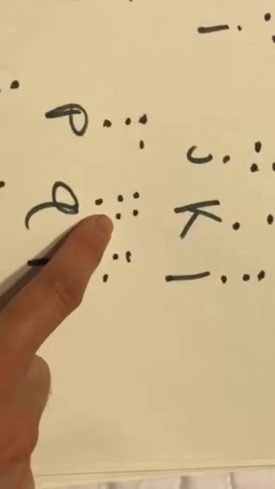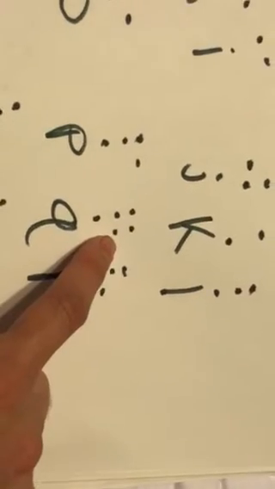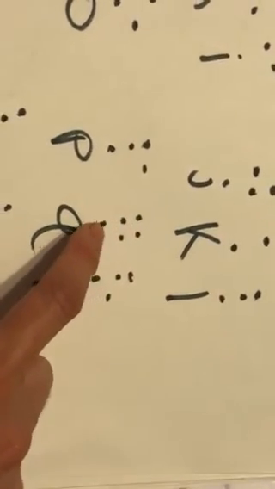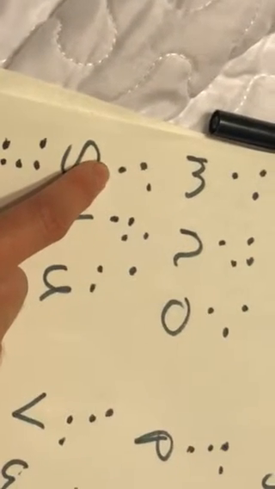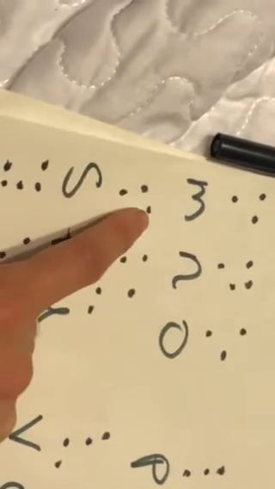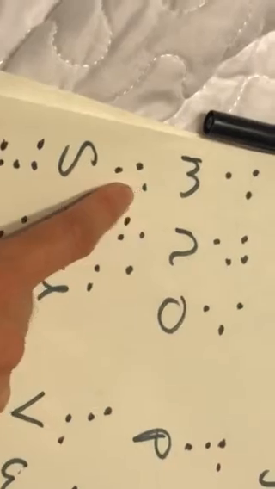Q, you add an extra dot. It's the same thing as P, except you only add dot 5. So it's 1, 2, 3, 4, and 5. R, so that's Q. R is 1, 2, 3, 5. S is 1, 2, and diagonal that, 4.